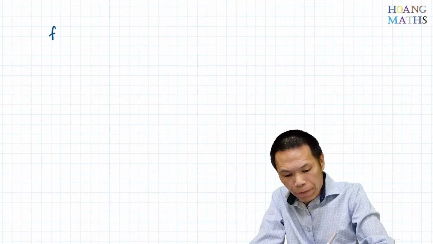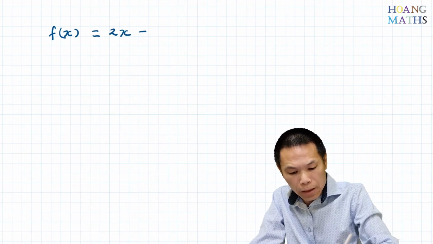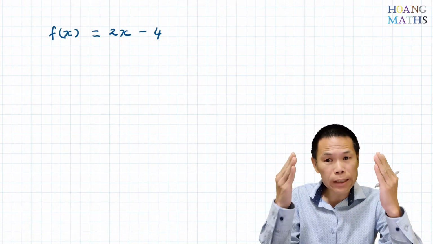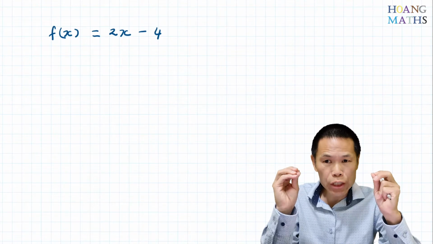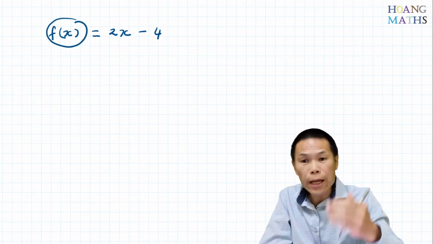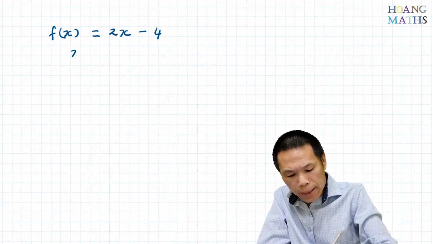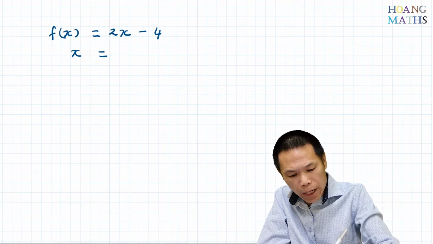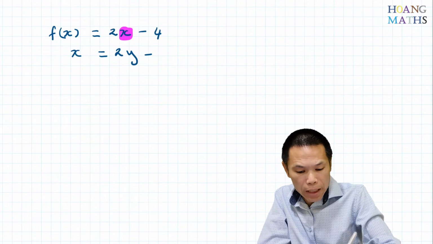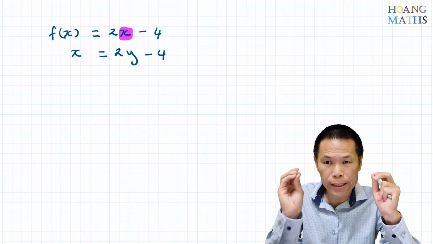Let's say f of x is equal to 2x minus 4. Now to find the inverse function of this, remember step number 1, we need to interchange x and y. So this f(x) here is just like y. So therefore we interchange this: this is x, and the x here is replaced with y. So x equals 2y minus 4. Now what we need to do is make y the subject.